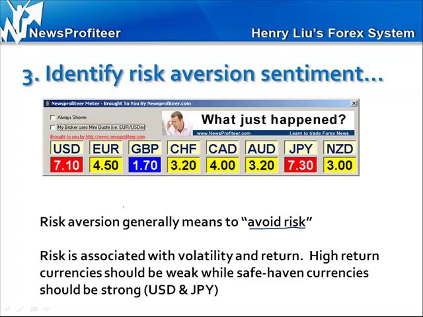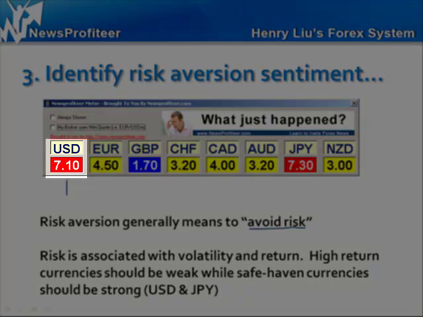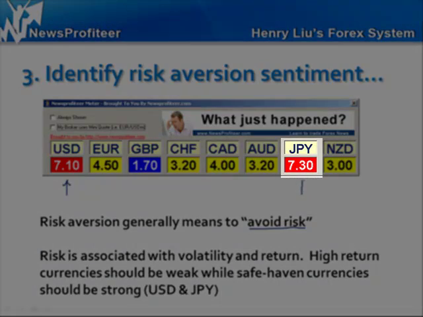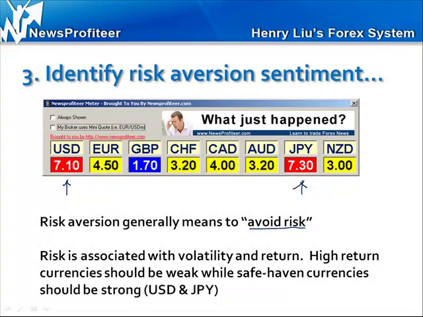So when we have a risk aversion sentiment, we're going to see something typically with the strength meter, and that is a strong dollar and a strong Japanese yen. All right. So when we see a strong dollar with a strong Japanese yen, that usually means we have a possible risk aversion sentiment. And when we have a risk aversion sentiment, there are several ways of trading the market.